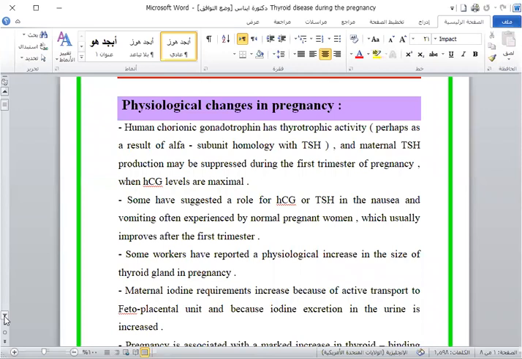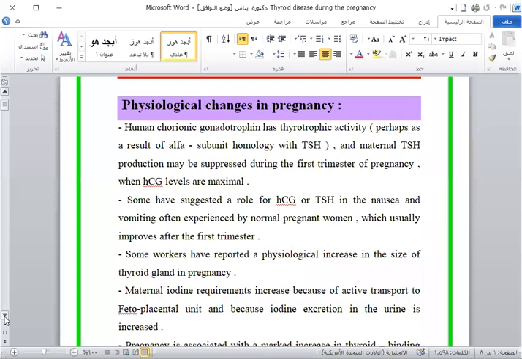Some have suggested a role of HCG or TSH in the nausea and vomiting often experienced by normal pregnant women, which usually improves after the first trimester. ولذلك شافوا انه محتمل الـ HCG والـ TSH اثنيناتهم نفس الرول مالت النوزيا وفوميتنج في الـ pregnancy، وأيضاً يرجع هذا السبب إلى تشابههم بالألفا subunit.